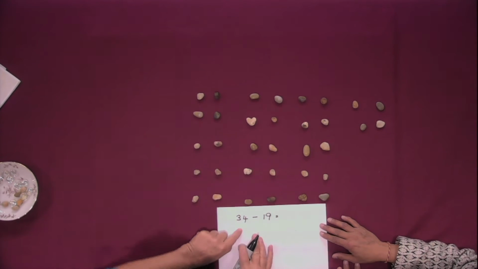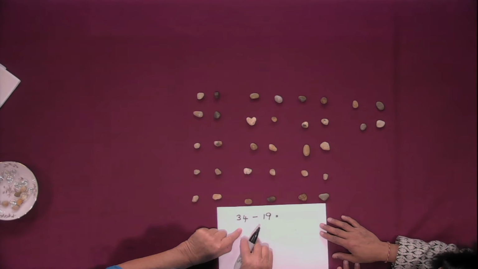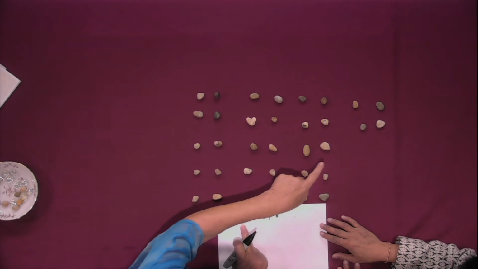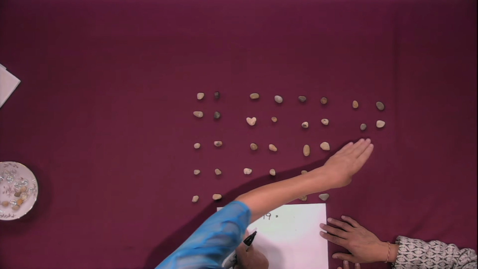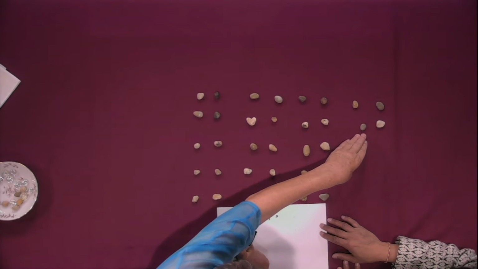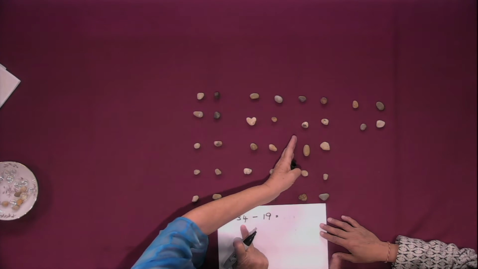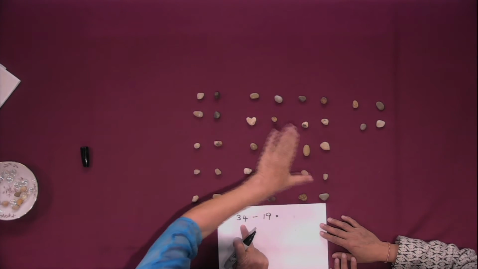So the first question is, can I take my 9 away from 4? Can I take my 9 that I've got to lose away from 4? No. What do I need? I need a 10 to use. So where am I going to get this 10 from?